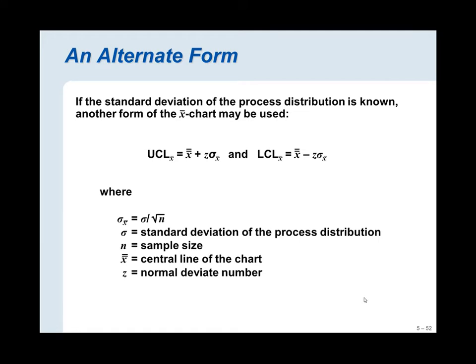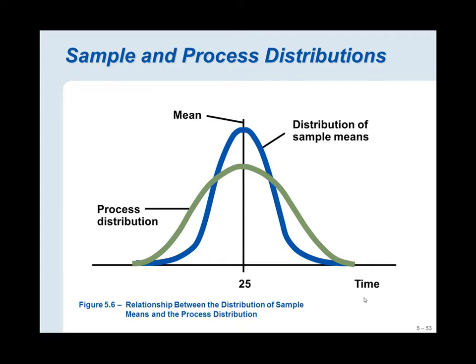To use this form of standard to identify the upper and lower control limits for the X-bar chart, we call this an alternate form. Just wanted to review this. You can also go back to the book. The alternate form explains the relationship between the standard deviation of a sample and the standard deviation of a process.